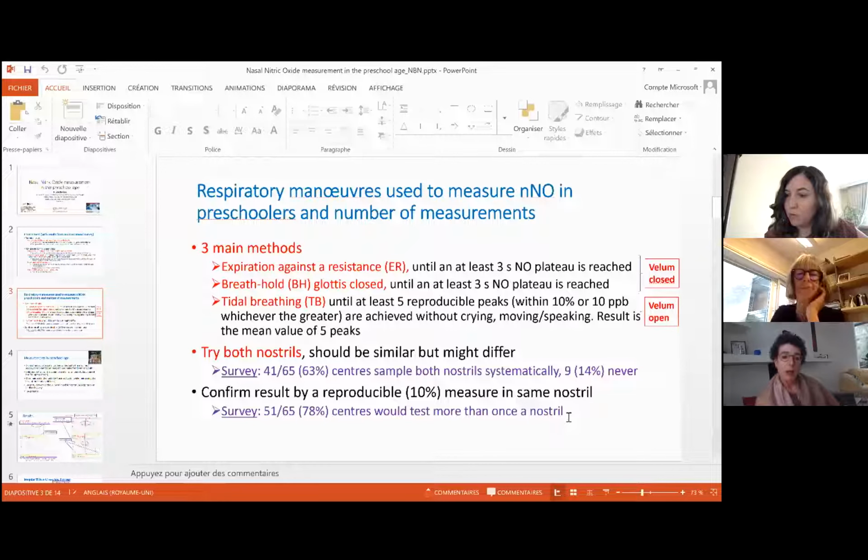And how many nostrils do you have to sample? Well, again, in our survey, nearly 2/3 of the centers sampled both nostrils, and we will see in the slide after this why. And again, how would you say a result is reproducible if you sample the other nostril? And most of the centers use a 10% reproducibility cutoff.